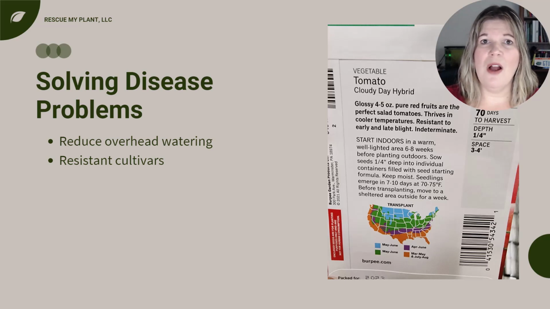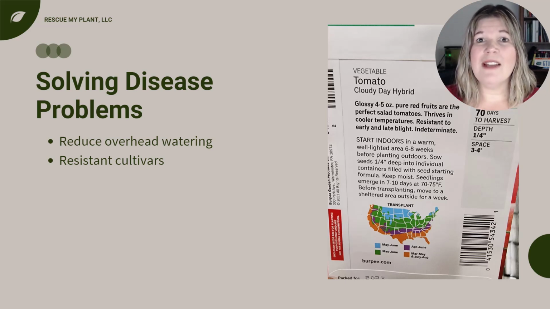of any one crop. If you have a crop that becomes diseased, make note of which cultivar that crop was and identify the disease by the symptoms. The next year you can start your own seeds and look for seeds that have resistance to that disease to keep it from recurring again in the garden. For example, notice that this packet of Cloudy Day hybrid tomatoes is resistant to early and late blight. So if you had that problem previously, then this would be a good cultivar to grow.